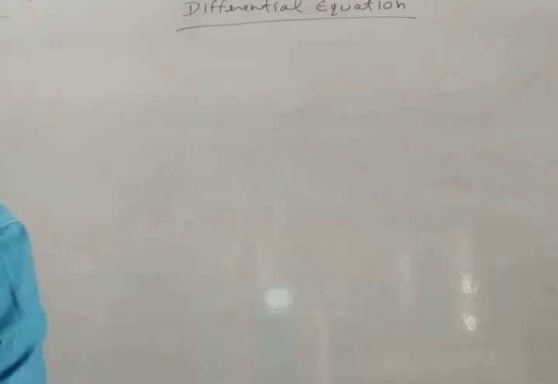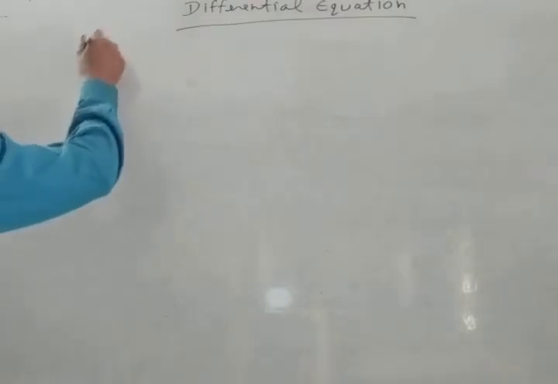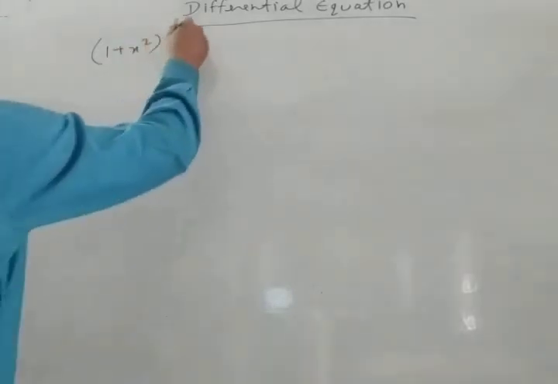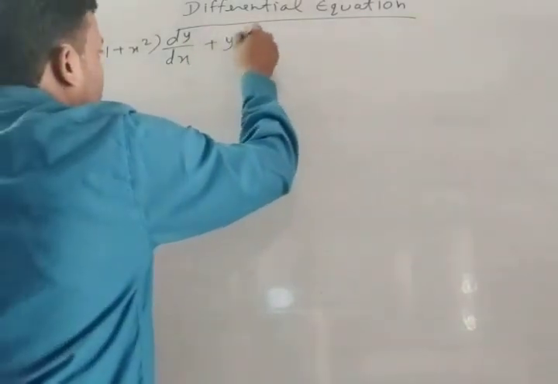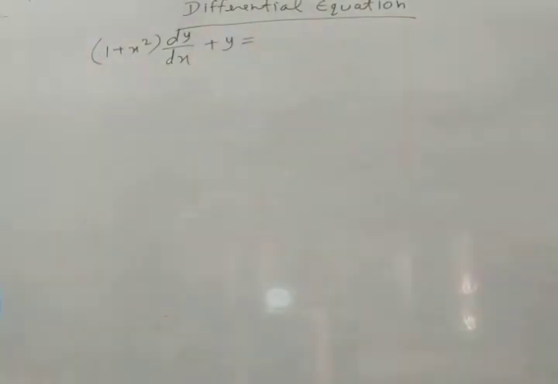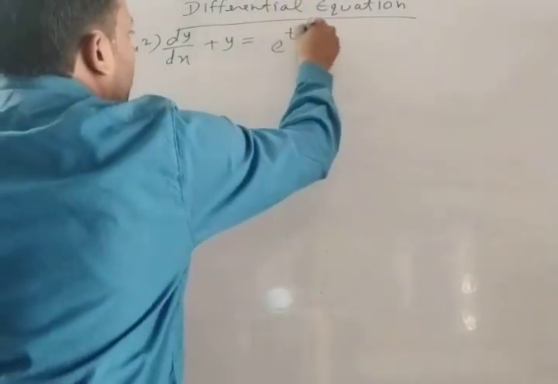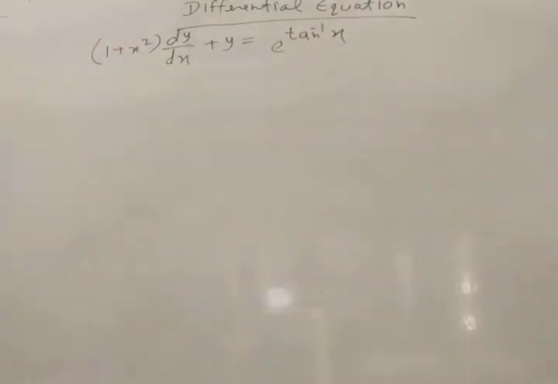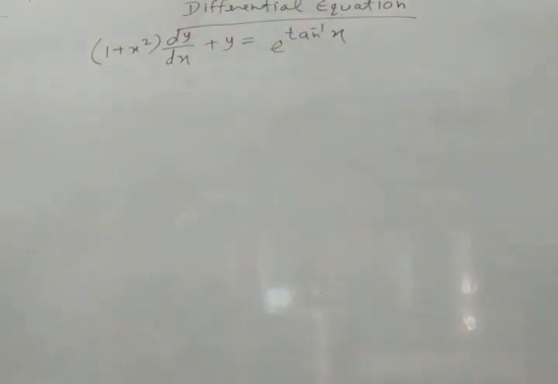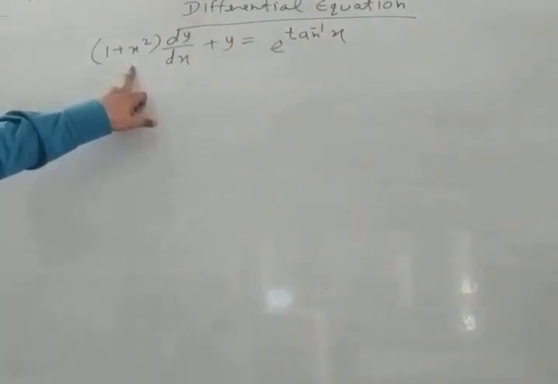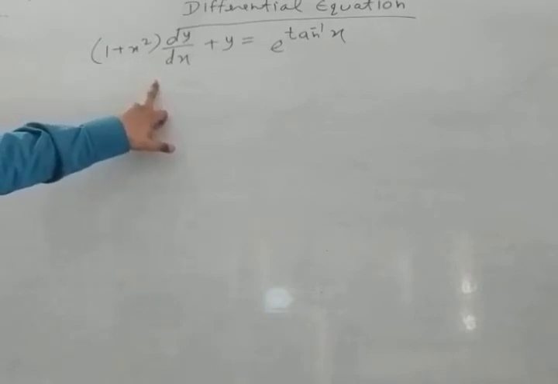Find the solution of the differential equation which is given: 1 plus x square dy by dx plus y is equal to a to the power tan inverse x. We have been given this differential equation, 1 plus x square dy by dx plus y is equal to a to the power tan inverse x.